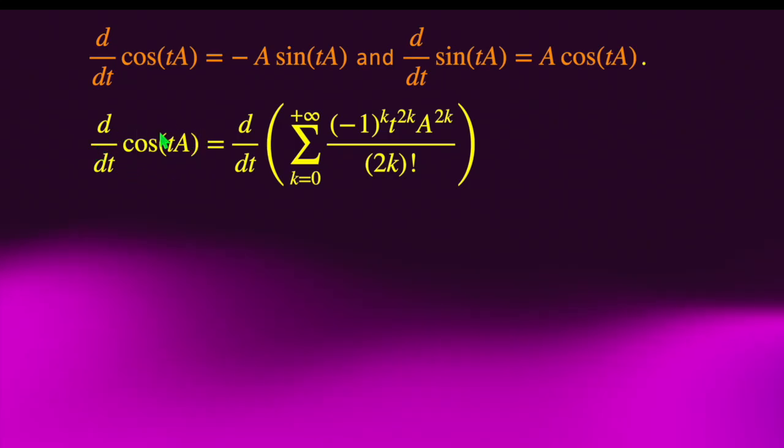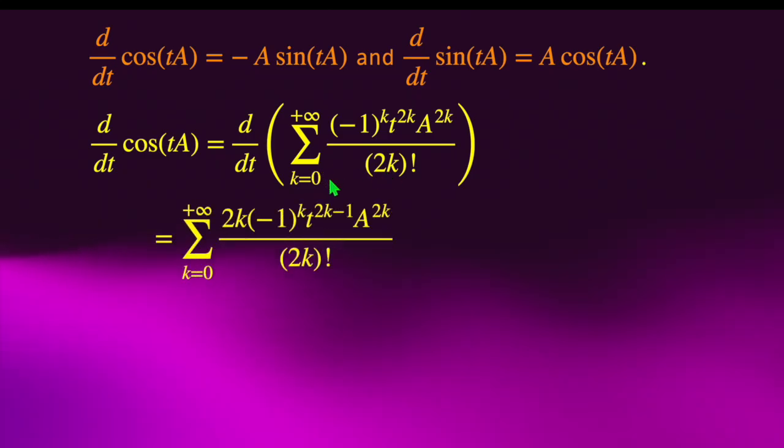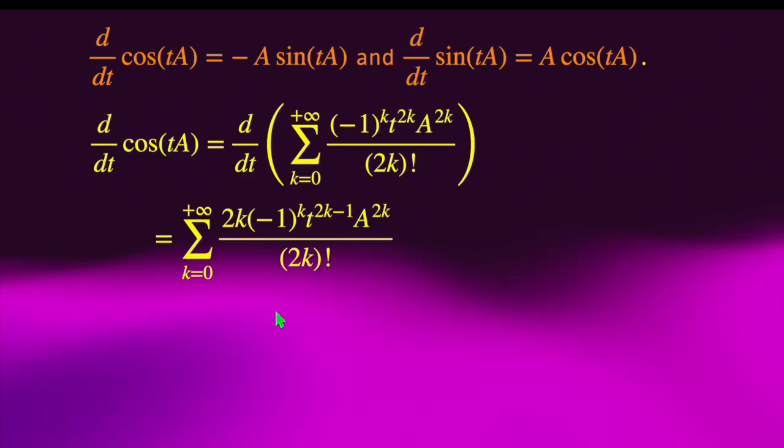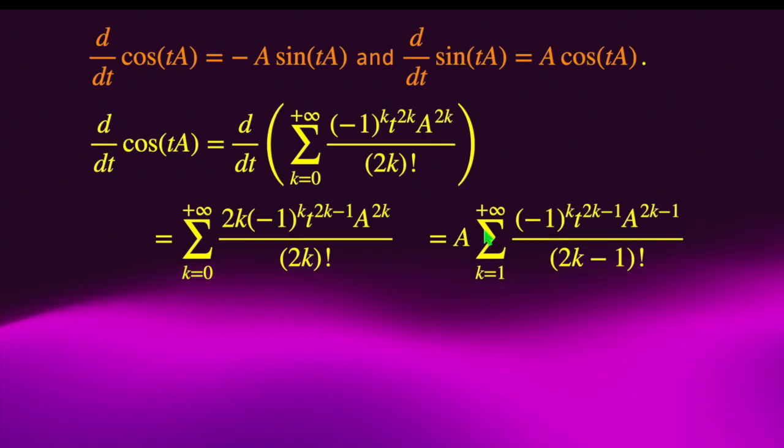So if we differentiate this quantity, here we differentiate t power 2k. The derivative of t power 2k is 2k t power 2k minus 1, and we simplify here and we get 2k, we write A power 2k minus 1, we get A here, and now we will show that actually this formula is just sine tA.